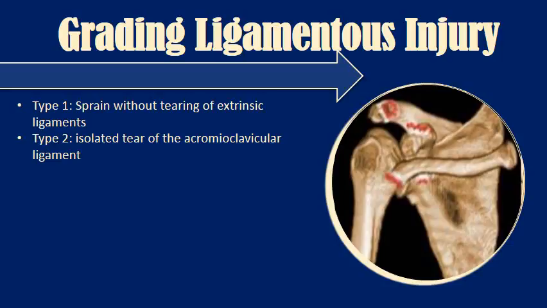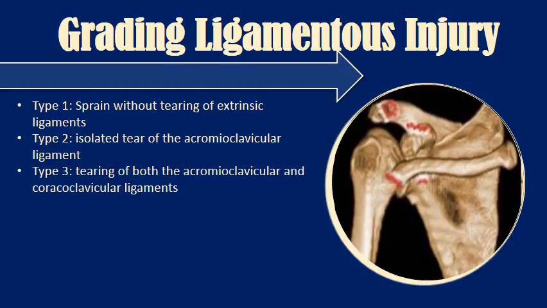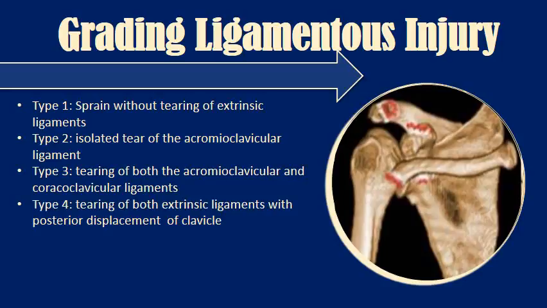Tears. Type 2 injuries consist of a tear of the acromioclavicular ligament but not of the coracoclavicular ligament. Type 3 injuries occur when both the acromioclavicular and the coracoclavicular ligaments have sustained tears. Type 4 injuries consist of tears of both the acromioclavicular and coracoclavicular ligaments with additional posterior displacement of the clavicle.